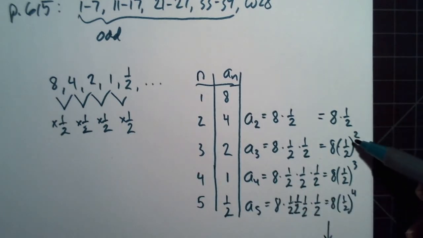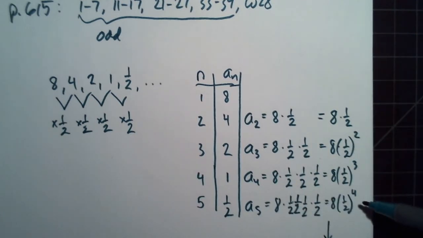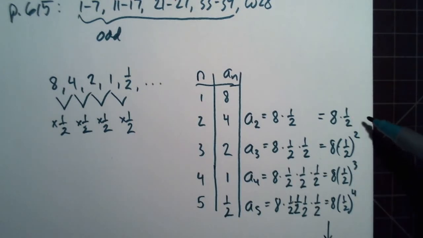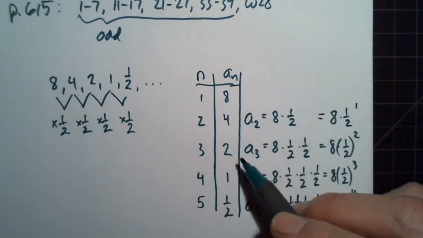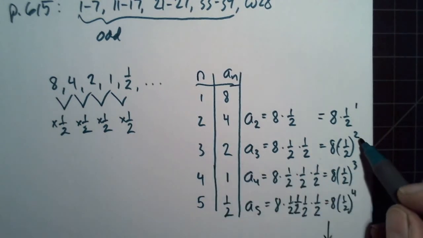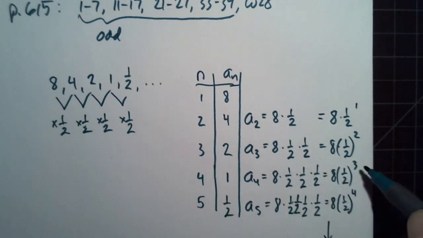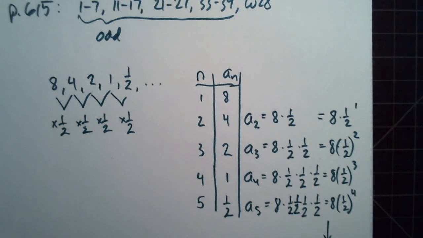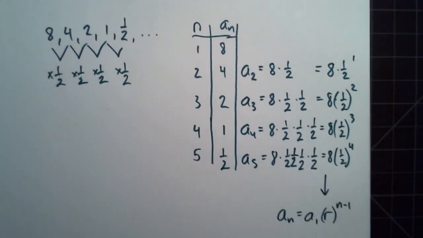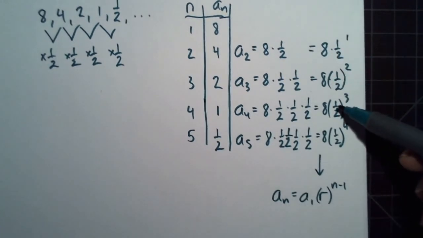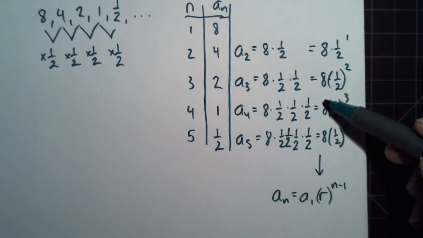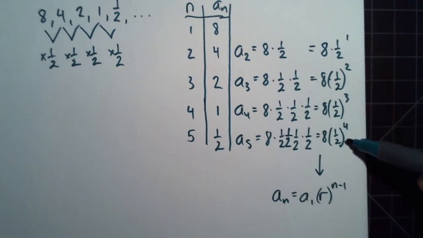If we write it like this, we can see that this creates an exponential expression. Also look at, for the second term, we have an exponent of 1. For the third term, we have an exponent of 2. Fourth term has an exponent of 3. And that's where the formula for the nth term comes up. We just copy this, which is called the common ratio. There's the first term, and then we have n minus 1 as the exponent.